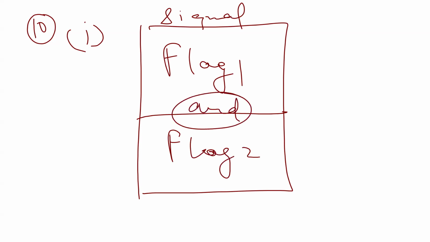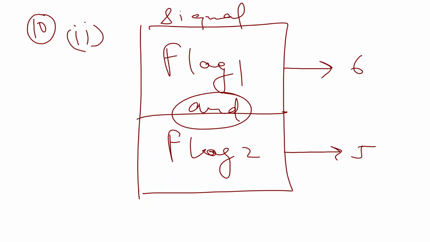Now flag 1 can be selected in 6 ways because there are 6 different colors of flags. Any one will be placed over here. Flag 2 will be selected in 5 ways because one is utilized as the first flag. So there are only 5 flags left, which can be utilized over here. So for the first, the answer is 30 ways. You can create a signal.